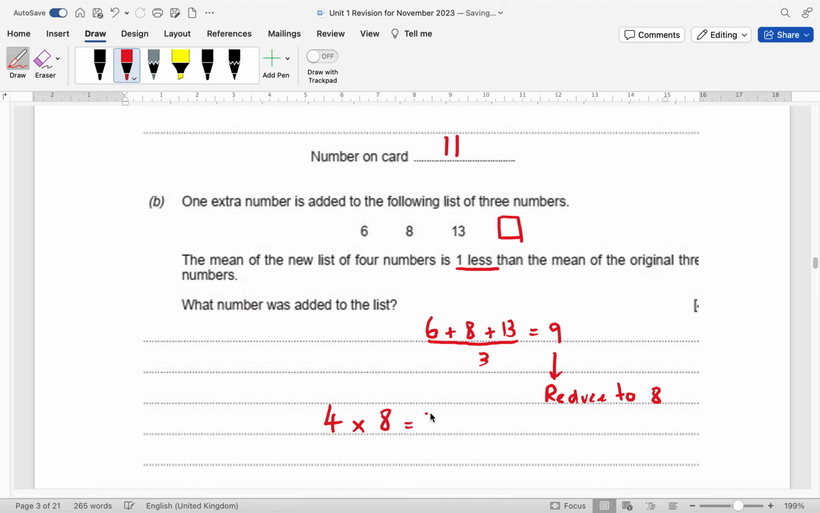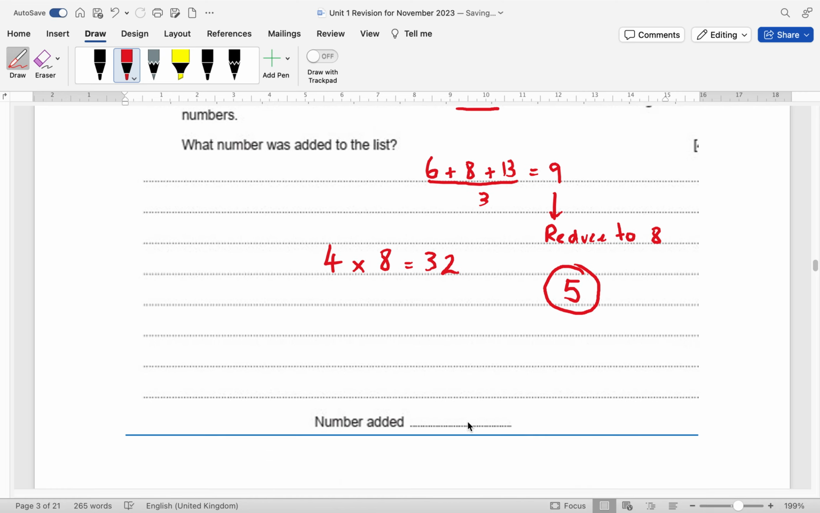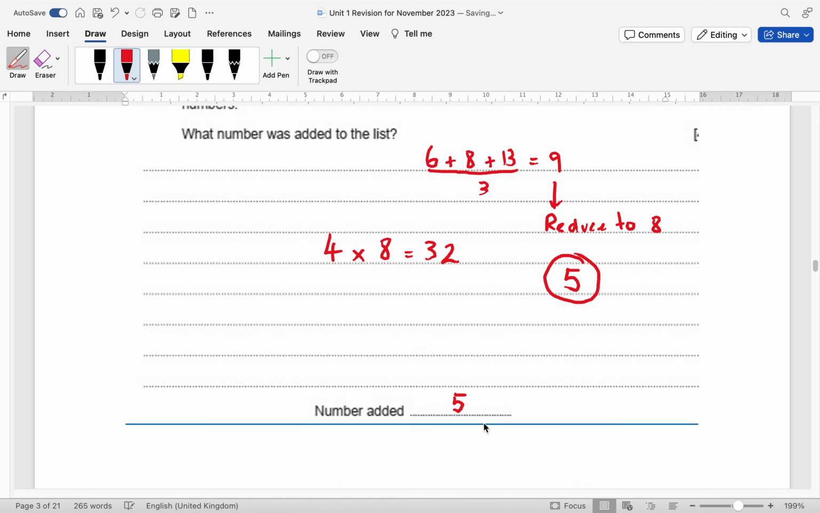Therefore, to have a mean of 8, the 4 numbers need to add up to 32. They currently add up to 27, so the missing number will need to be 5 to make them add up to 32. So just make sure you show somewhere, maybe circle, if there's no space for an actual answer, circle your final answer. You go, look, this is my final answer here, okay? Oh, actually, there's the space for it. Great, okay.